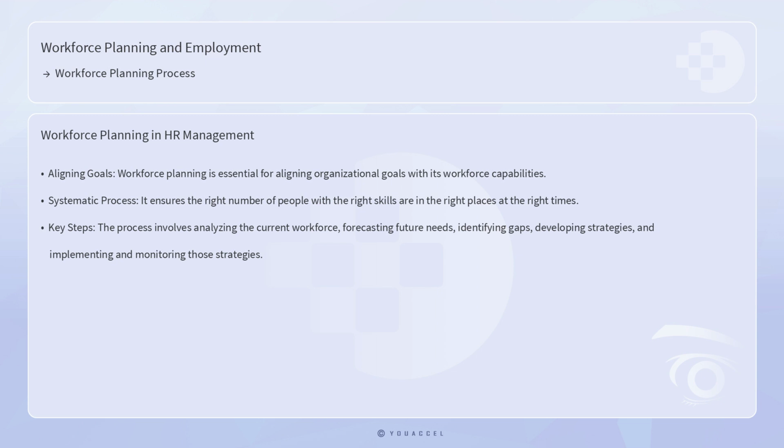This process involves several key steps, including analyzing the current workforce, forecasting future workforce needs, identifying gaps, developing workforce strategies, and implementing and monitoring those strategies. Each step is integral to creating a dynamic workforce that can adapt to changing business environments.